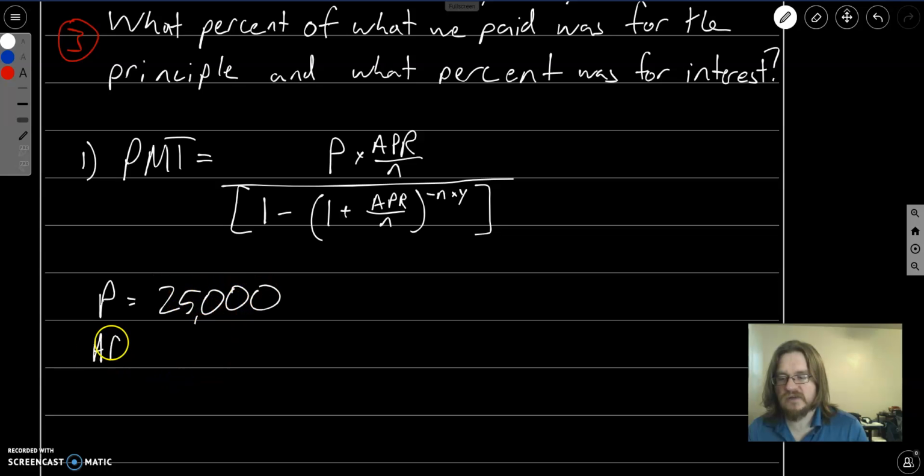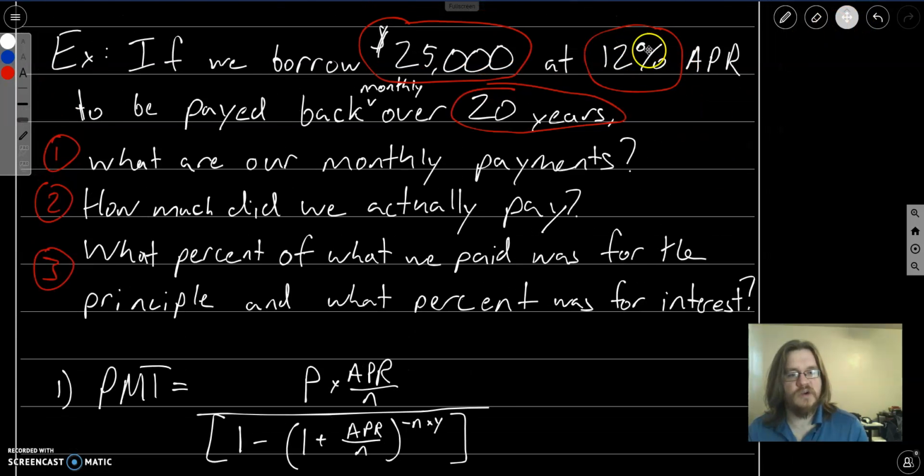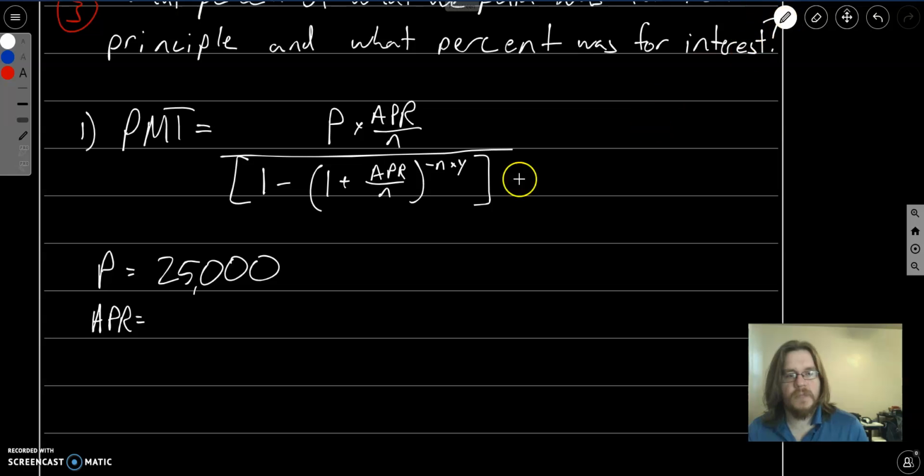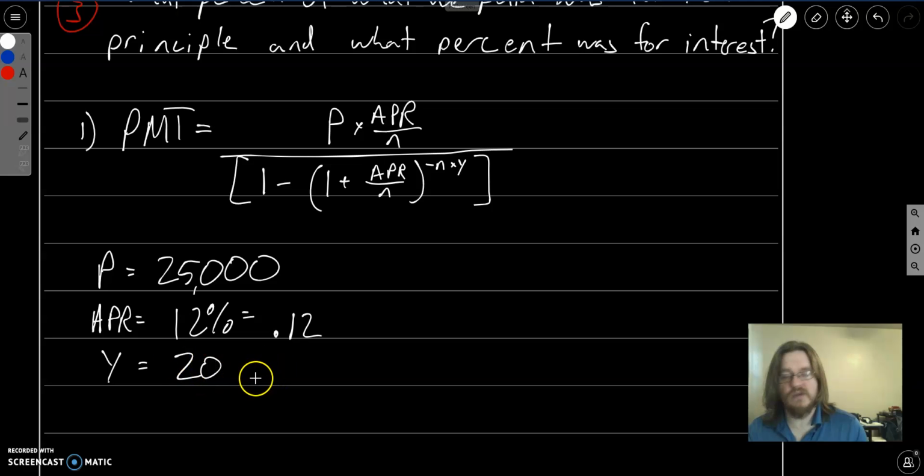Our interest rate was 12%, but we need to write this as a number. Percent means per 100, as in divided by 100. So 12% becomes 0.12. And y, our number of years, well, we're going to pay this back over 20 years. And n, just like normal, is going to be 12.